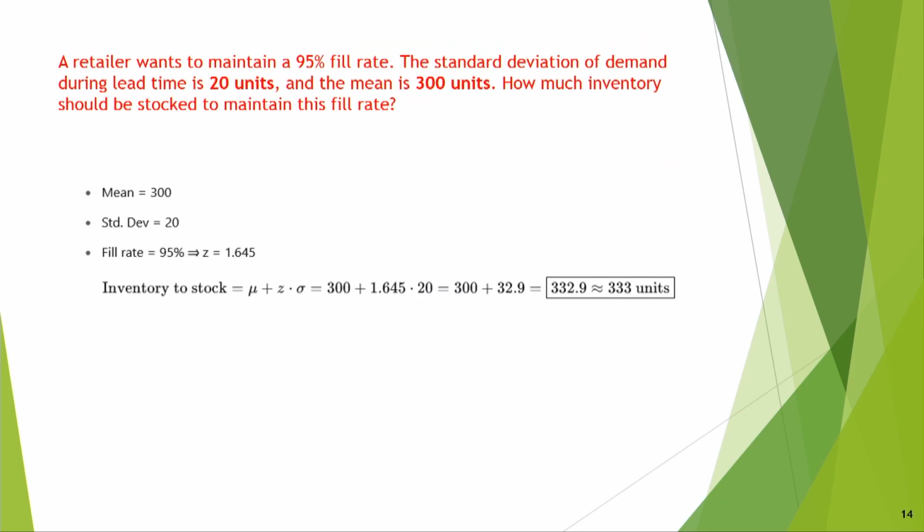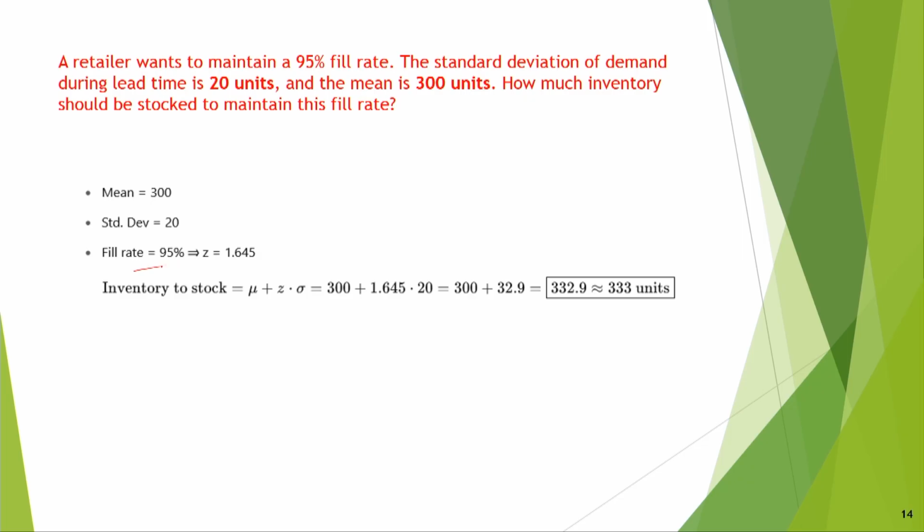Now, one last problem. A retailer wants to maintain a 95% fill rate. The standard deviation of demand during lead time is 20 units, and the mean is 300. How much inventory should be stocked to maintain this fill rate? Suppose we have a fill rate of 95%.